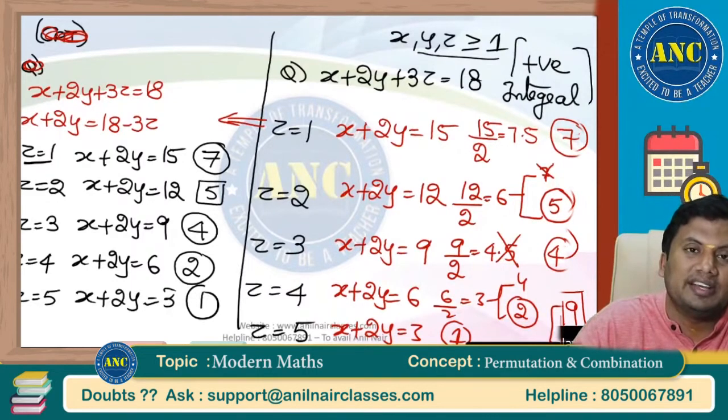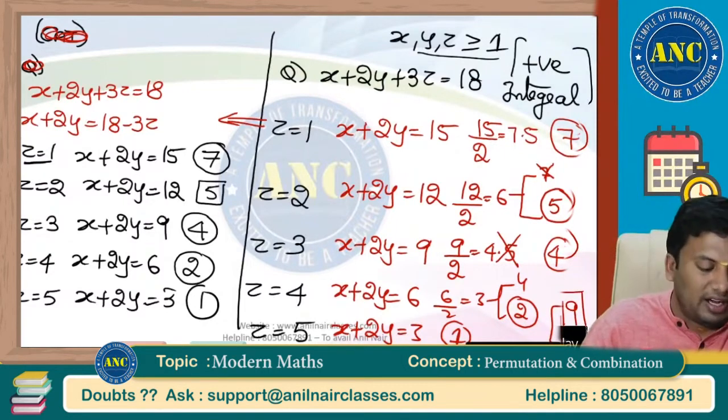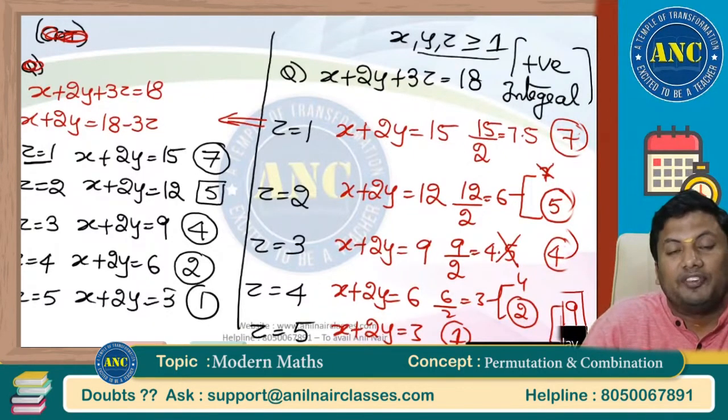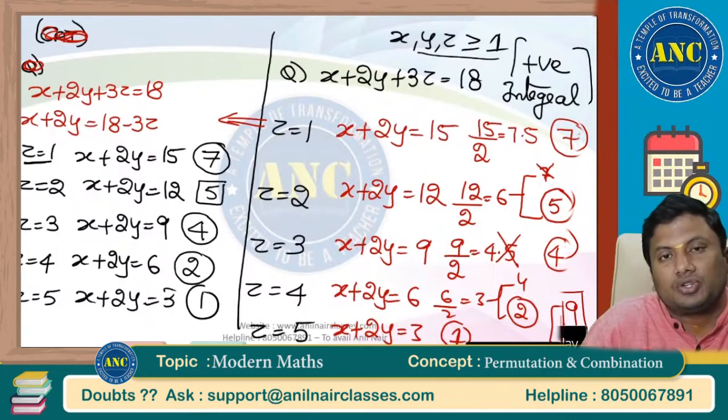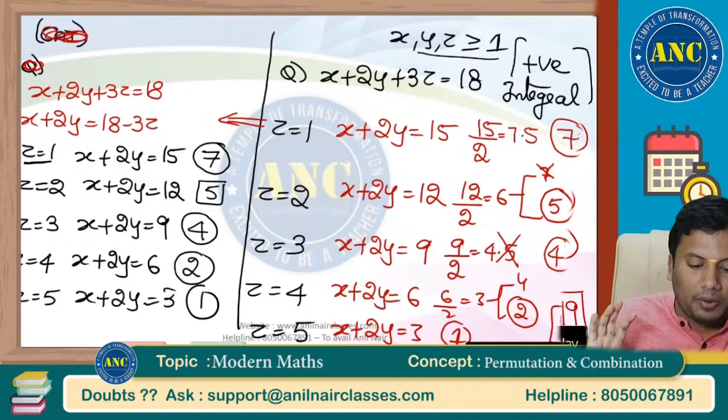If y is 8, x will become negative. y has to stop at 7. From 1 to 7, 7 values. If z is 2, x plus 2y is 12. So y value, if it is 6, x plus 12 is 12, x will be 0. So it cannot be 6. I hope it is clear.